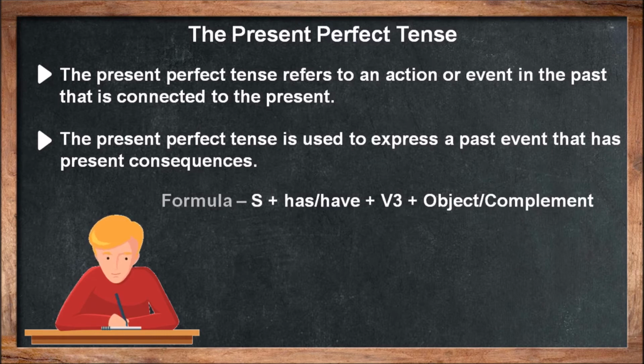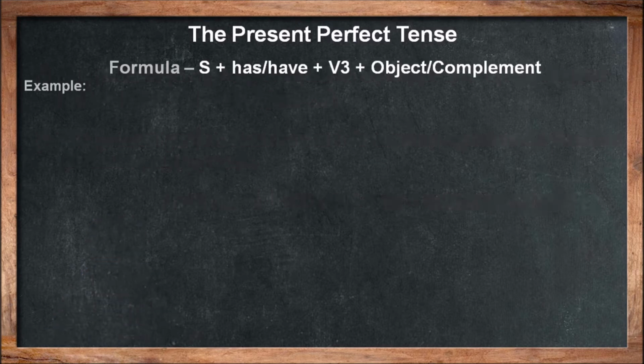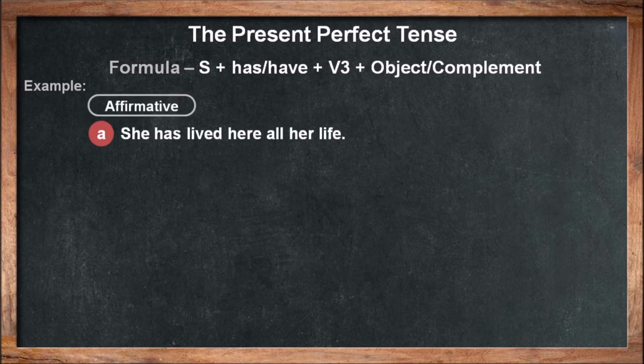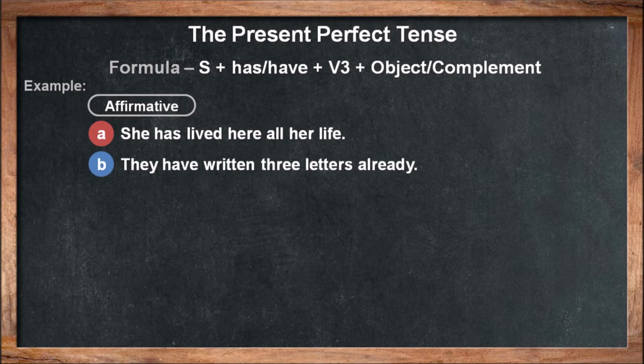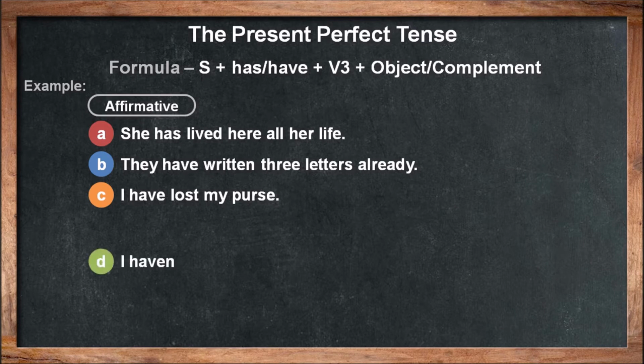Object or complement is optional. Example, sentence number A. She has lived here all her life. Sentence number B. They have written 3 letters already. Sentence number C. I have lost my purse. Sentence number D. I haven't seen him today.